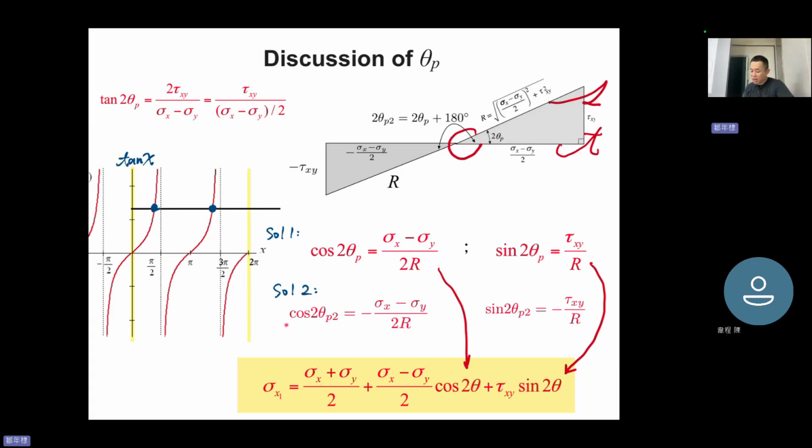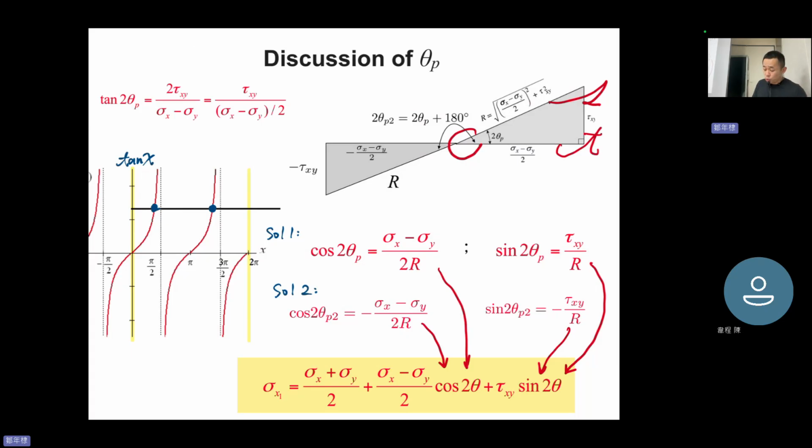So you have new cosine 2 theta p2. You see, this is the second solution. And sine is okay again. All right. So you have the r minus tau xy divided by r, because the tau here becomes minus. Right. So again, we substitute this into the cosine 2 theta, this is the sine 2 theta. All right. So you will have another solution for sigma p2. Okay. So that's solution 1 and solution 2.